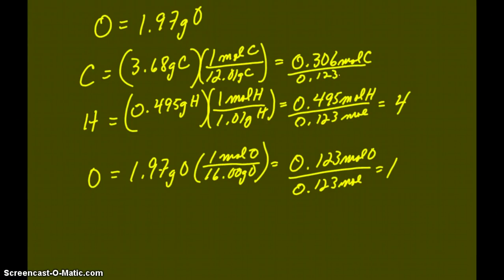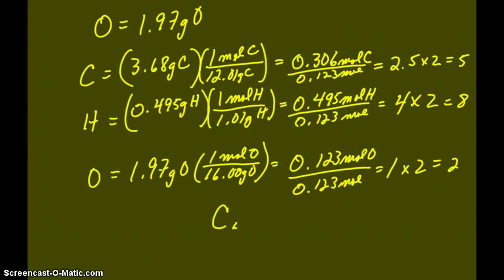And 0.123 moles into 0.306 gives me approximately 2.5 rounded. Can't have half an atom. So to get all these to a whole number, I've got to multiply the 2.5 by 2. If I do that to the carbon, I have to do it to the hydrogen, and I have to do it to the oxygen. So I get 5, I get 8, I get 2. So C5H8O2 is the empirical formula for lucite. And there you have it.